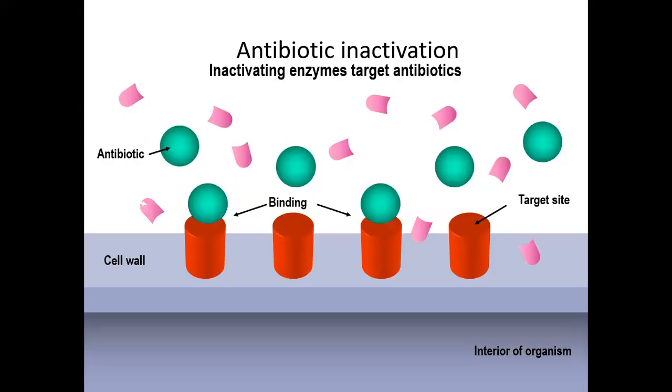Antibiotic inactivation. Now, how will an antibiotic be inactivated using enzymes? As I said, bacteria produce secondary metabolites, and they can produce enzymes as secondary metabolites, right? Here you can see the antibiotic is there, and your enzymes are there. Now your enzymes can inactivate the antibiotic so it can't bind.